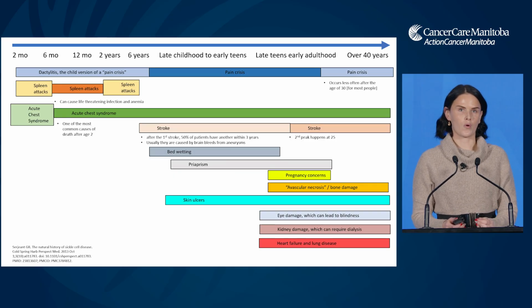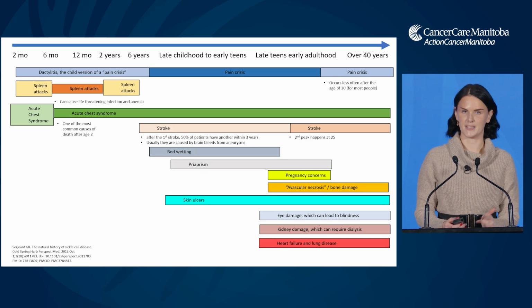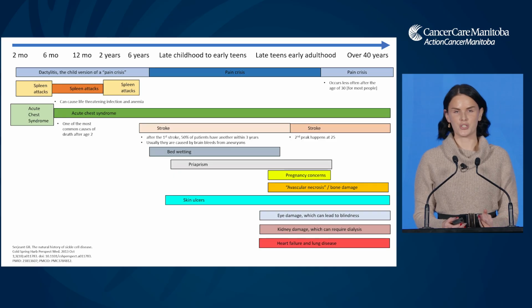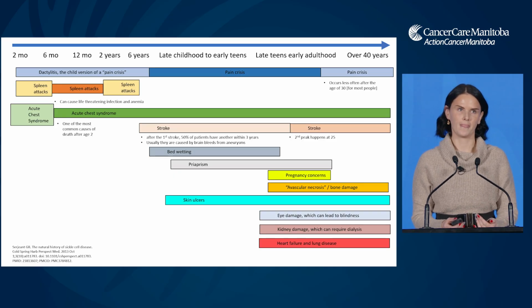Now, once you're born, you no longer make that, although there are a few people who tend to make a little bit, and they actually often have less severe disease. But as a general rule, you stop making it once you're born, and you start making this abnormal hemoglobin, which then starts causing issues very early on. So as early as 2 months of age, you can start having pain crises.